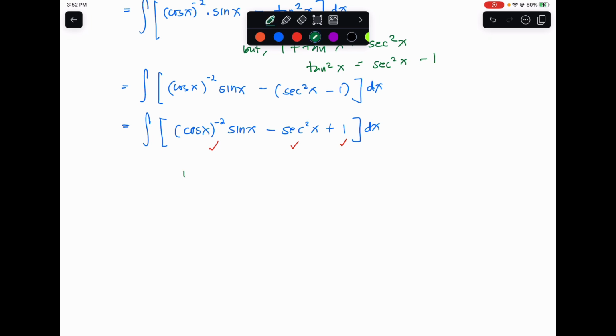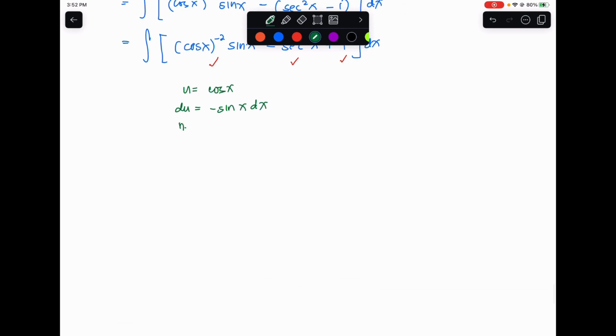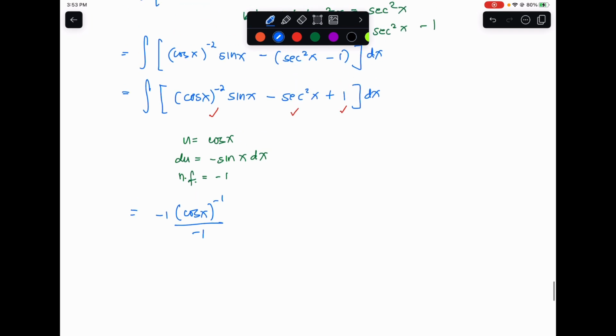But remember that our u here will be cosine x. So therefore our du will be negative sine x dx. So we are in excess of negative, so we have a neutralizing factor of negative 1. Then we multiply it with cosine x. So negative 2 plus 1 is negative 1, all over negative 1. So power rule for the first term.